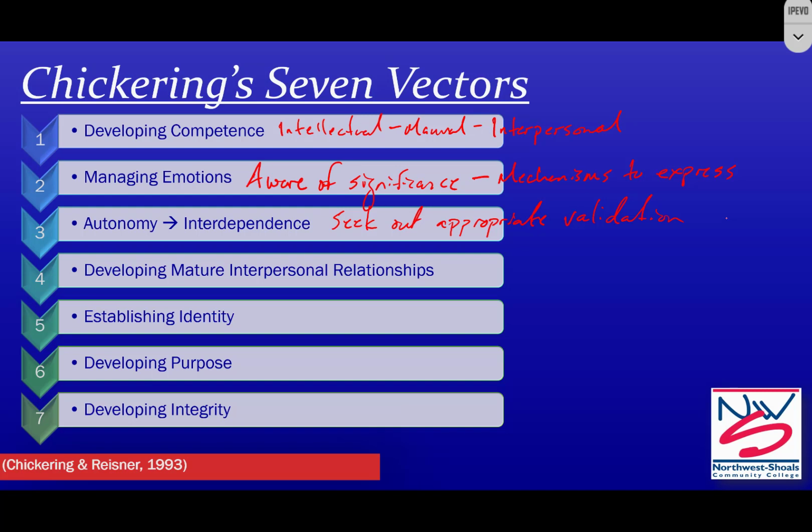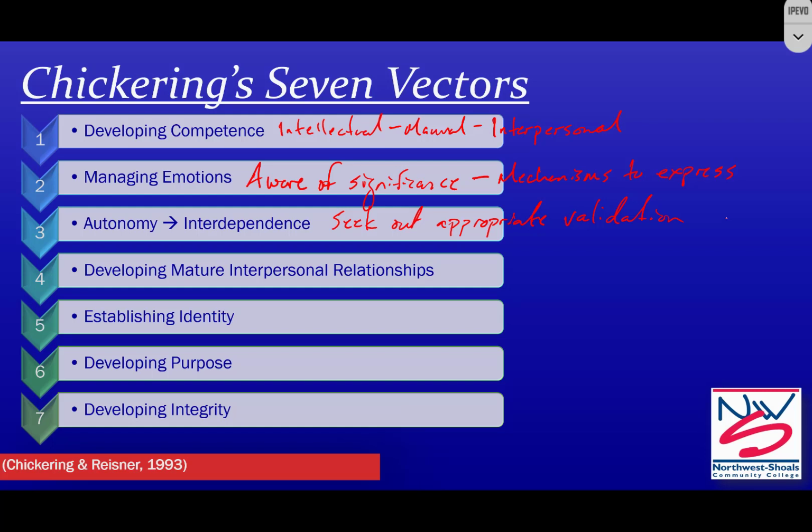So this movement from autonomy to interdependence is the ability of students to see that, okay, it's okay to seek out validation, but there are appropriate ways to do that, and there are appropriate people in different contexts from whom I need to seek validation. The fourth vector, you begin to develop these mature relationships, which we've talked about a few times.